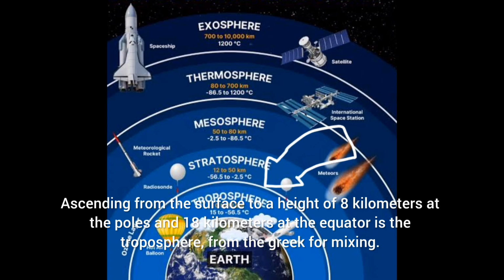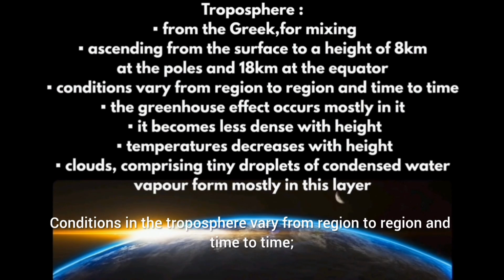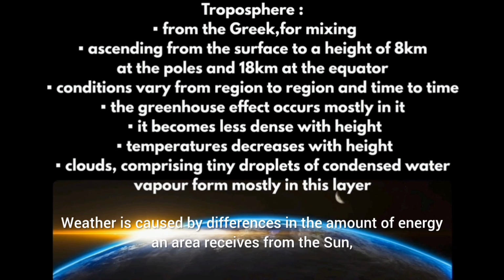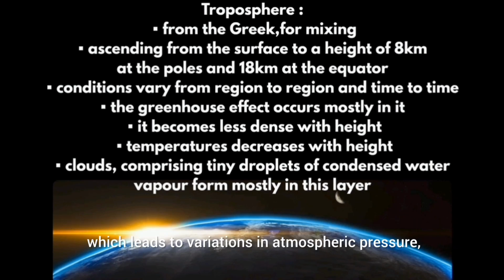Ascending from the surface to a height of 8 kilometers at the poles and 18 kilometers at the equator is the troposphere, from the Greek for mixing. Conditions in the troposphere vary from region to region and time to time. The state of the atmosphere in any given place at any given time is called weather. Weather is caused by differences in the amount of energy an area receives from the sun, which leads to variations in atmospheric pressure, temperature, humidity, wind, and cloud cover.